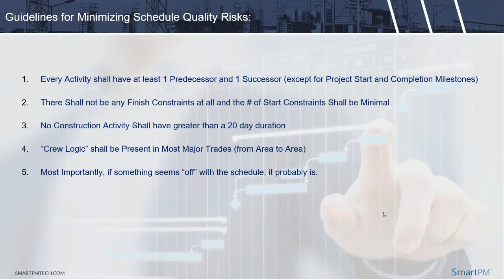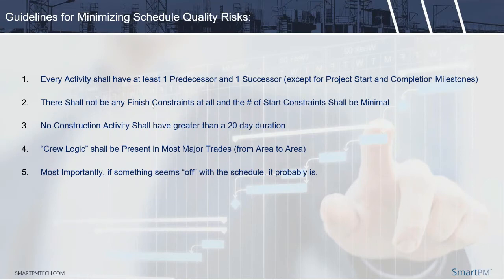Number one, every activity except for the start milestone and the completion milestone needs to have at least one predecessor and one successor. It's not hard to do that, but I always see schedules with plenty of missing logic. But the reality is if you put one predecessor and one successor on every activity except for the start and completion milestones, because technically you can't, because nothing can happen before the start milestone and nothing can happen after the completion milestone, you are doing one of the best things for your schedule, and that's applying enough logic.